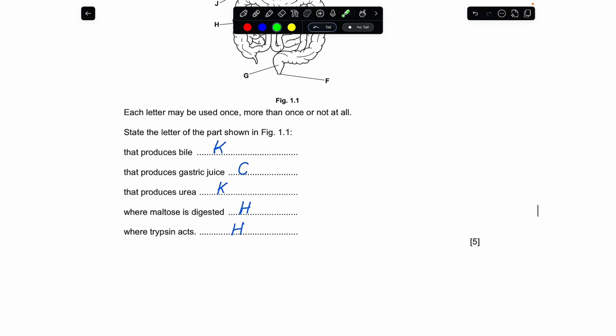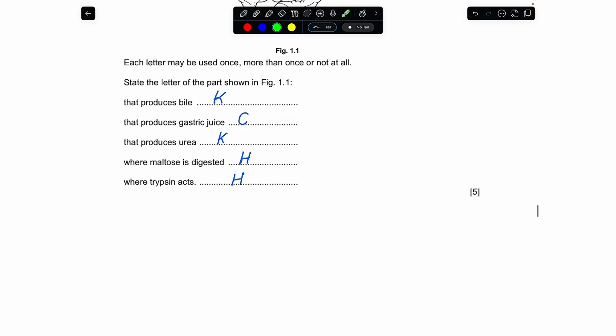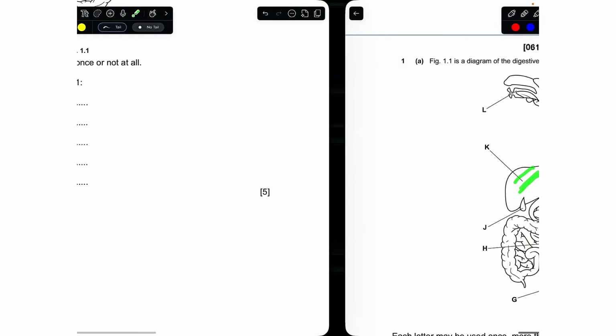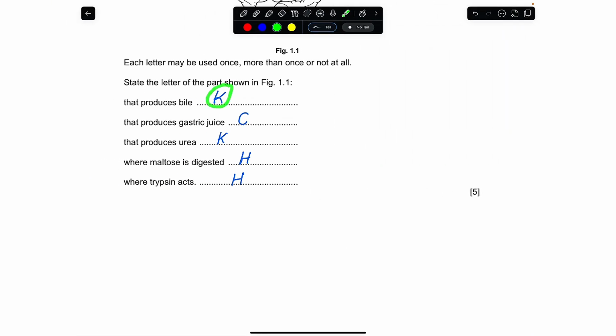Now let us see what the examiner is asking. Each letter that we have given you above in the diagram can be used once, more than once, or not at all. We are required to state the letter that relates to the function, and they say that produces bile. So bile production is done by the liver. So the letter we would be writing here would be K.